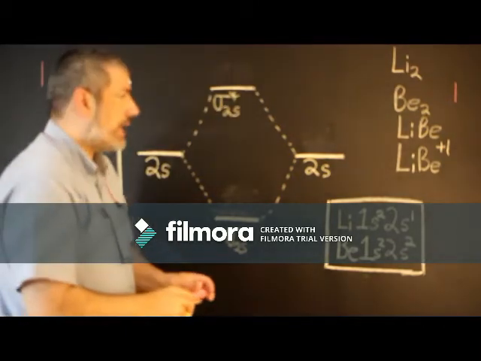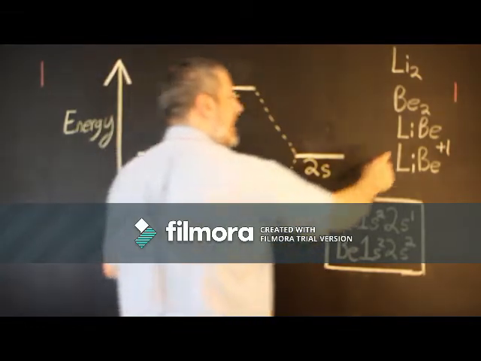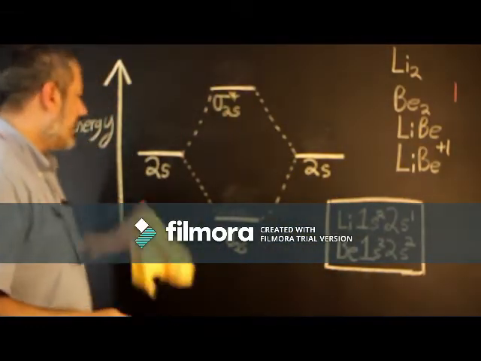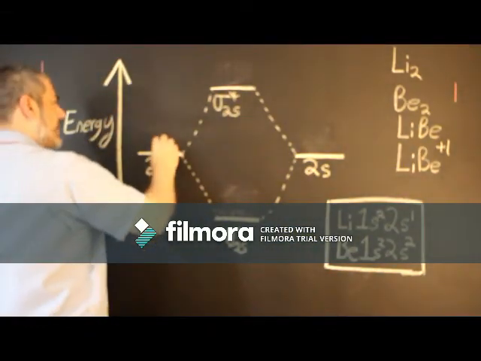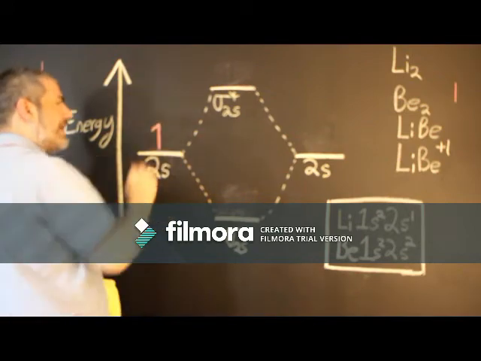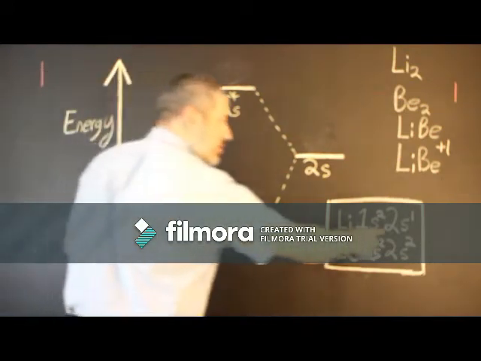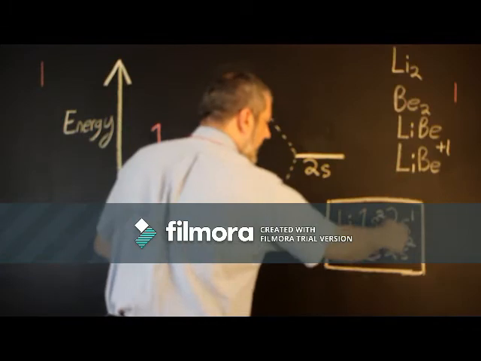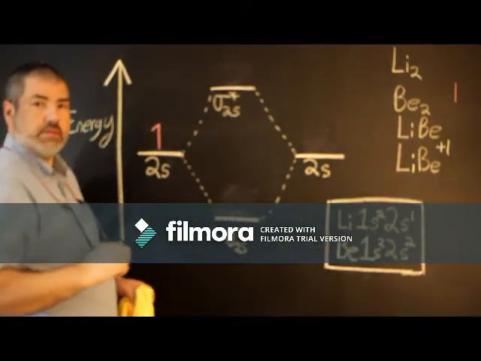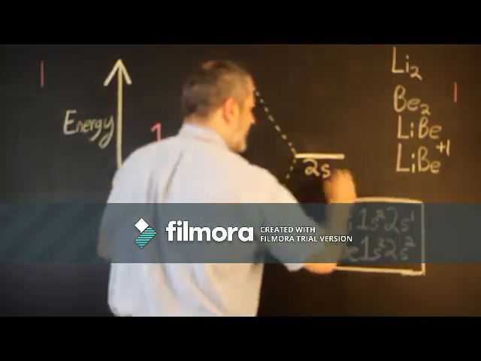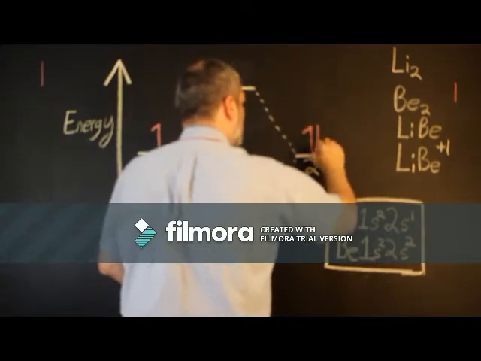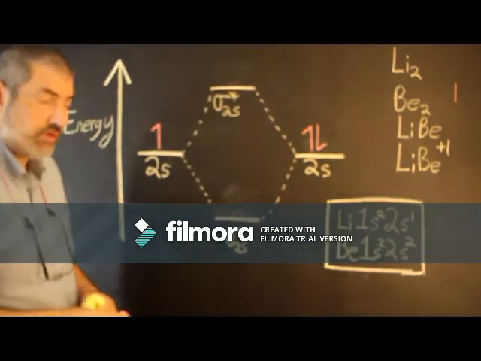Now, where I change things up a little bit is now I've got a lithium with a beryllium. It doesn't matter which side I put them on. So if I make that the lithium, well, lithium is 1s2, 2s1. So there's its 1 electron. Beryllium is 2s2. So now I'm going to have 3 electrons.